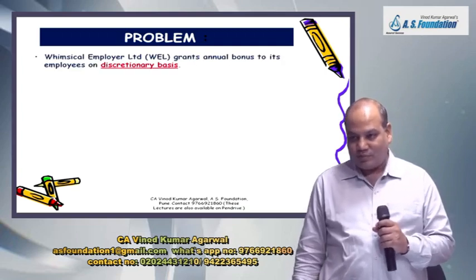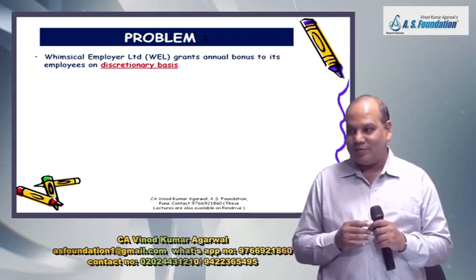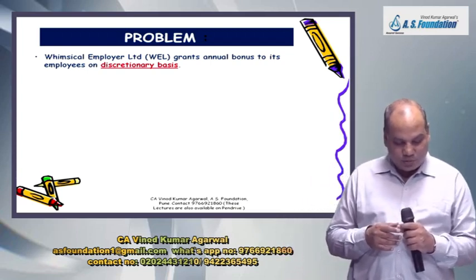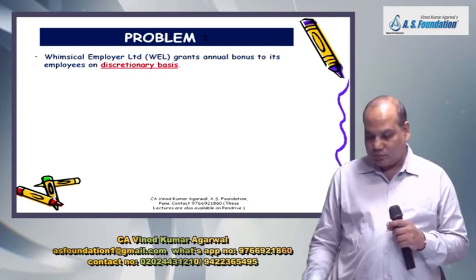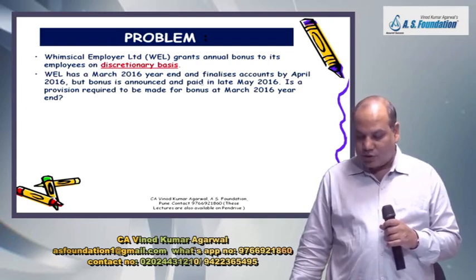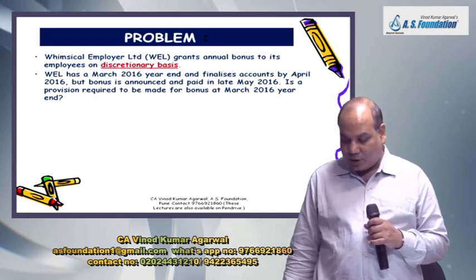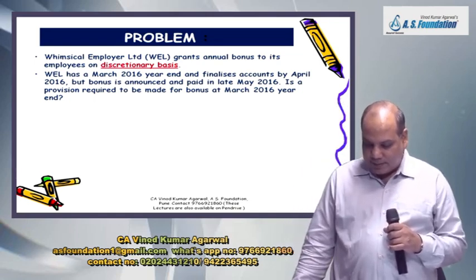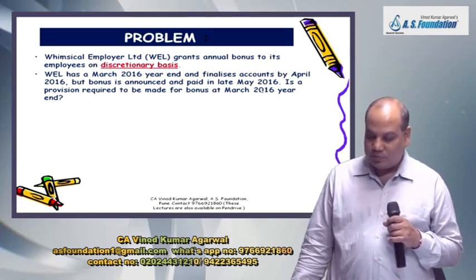Whimsical Employer Limited grants annual bonus to its employees on a discretionary basis. What the standard says: there must be a present legal or constructive obligation. But it is discretionary. Then WEL has a March 2016 year end and finalizes accounts by April 2016, but the bonus is announced and paid in late May 2016. Now one more problem is there. Your books of accounts are closed in March. It is finalized in April, but the bonus is announced and paid in late May 2016.